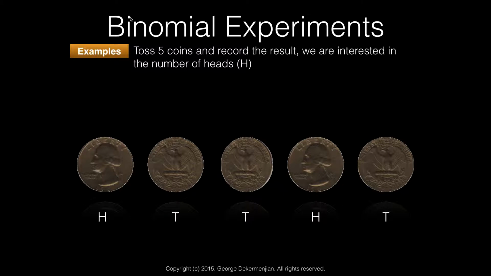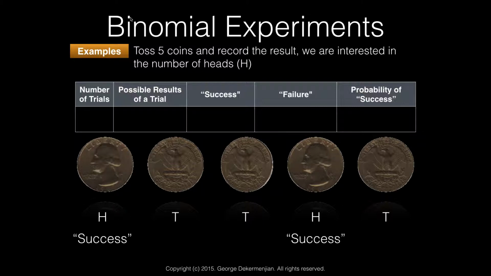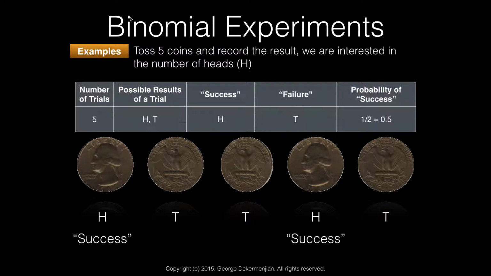Since we're interested in the number of heads, that gives us a simple way of labeling which result is a success and which one isn't. So naturally, H will be labeled as success because that's the number we're interested in, number of heads. So let's summarize here. Here we have 5 trials. Each trial can be one of 2 possible outcomes, and we have a clear way of labeling that.